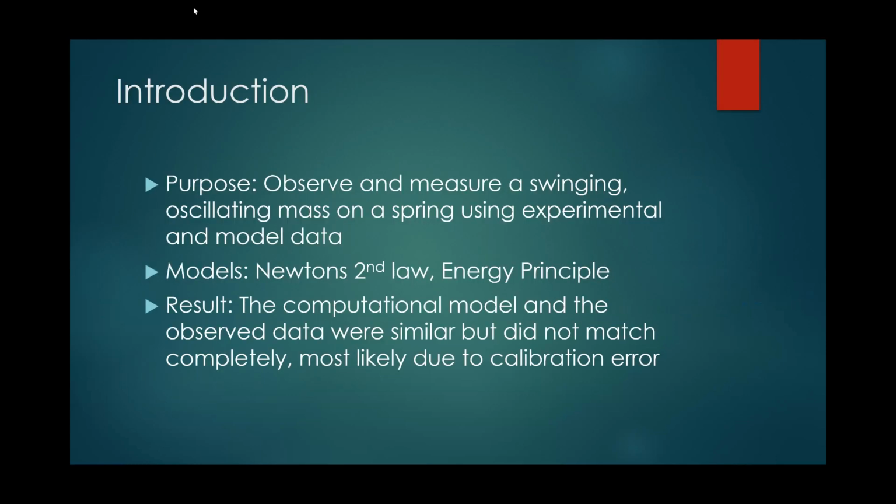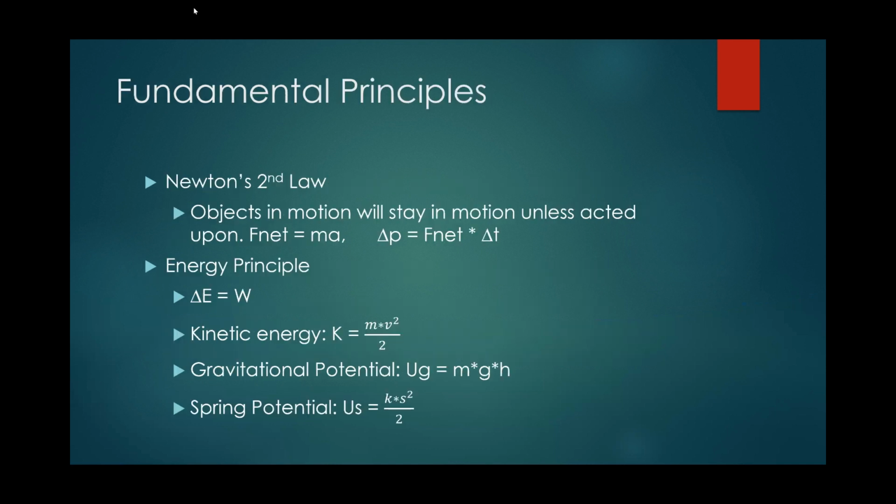Our introduction for this lab is that the purpose is to observe and measure a swinging, oscillating mass on a spring using experimental and model data. Models will be using Newton's second law and the energy principle. The main result is that the computational model and the observed data were similar but did not match completely, most likely due to calibration error.